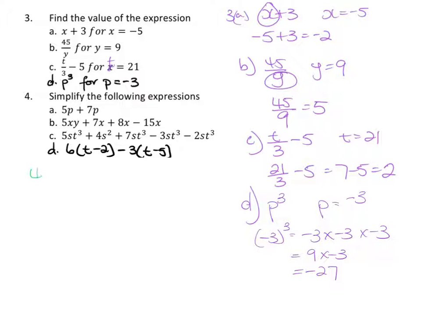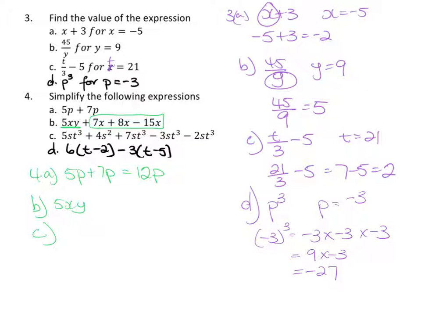4a. 5p plus 7p, and that will give us 12p. 4b. We can only add the like terms in 4b, so we see one xy term and we don't see any more, so that will remain 5xy. And then we add the like x's. So 7x plus 8x gives us 15, and 15 take away 15 is 0. So our final answer is 5xy.